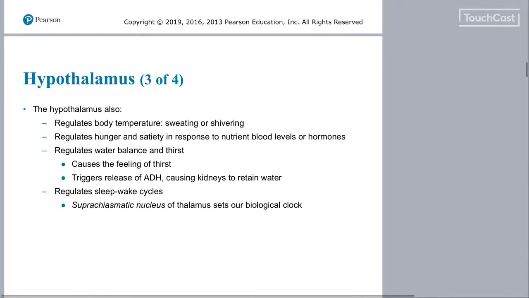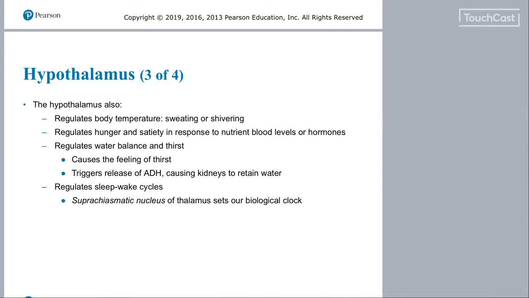The hypothalamus also regulates our body temperature, so it initiates sweating to help us if we're starting to get overheated. It's going to be able to sense that, or shivering if we're trying to retain body heat. We know that that's how our body helps to protect itself and maintain a homeostasis. It also regulates hunger and satiety in response to nutrient blood levels or hormones. So if your blood sugar level is really low, it's going to initiate that hunger response. Same thing if you are really, really full, it's going to deliver hormones to our bloodstream to help break that food down, and also sometimes, like in the example of turkey, tryptophan makes you really sleepy.